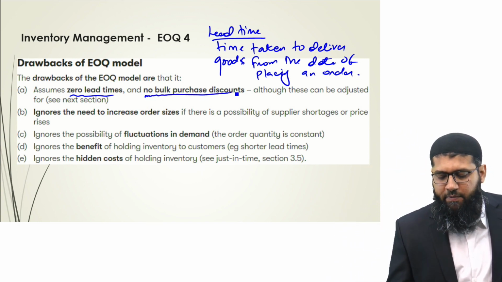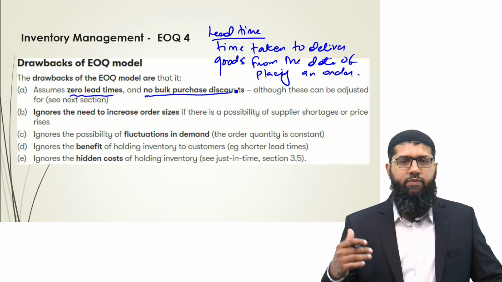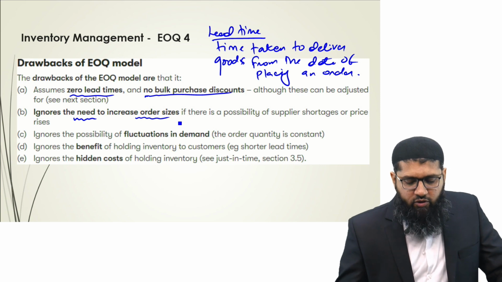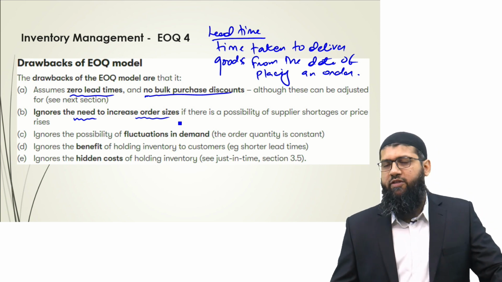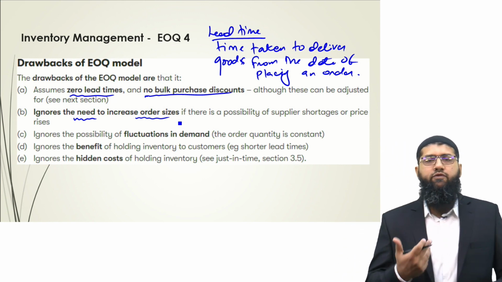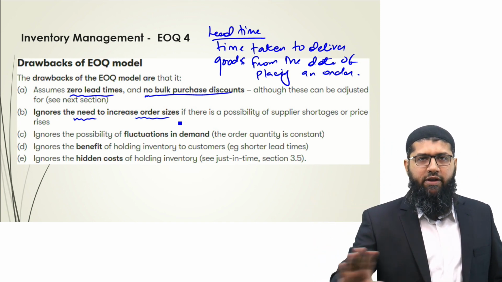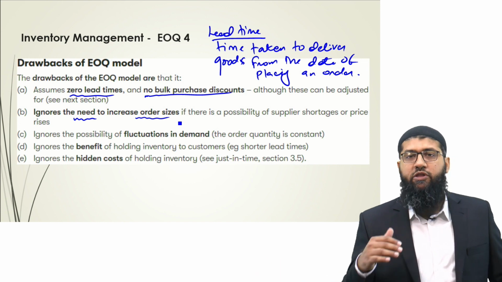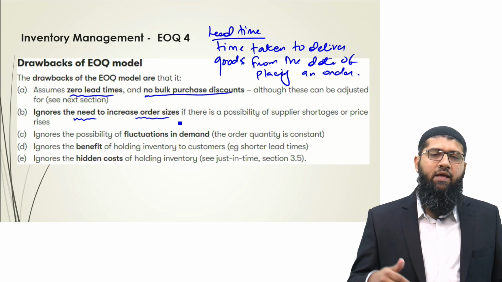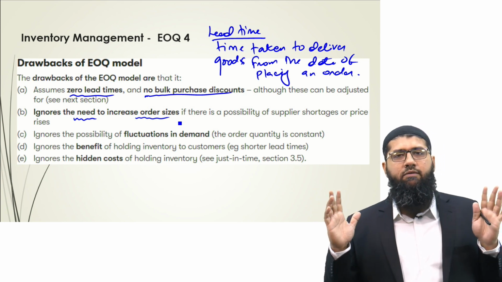And it assumes no bulk purchase discount. You know this thing for sure: when you make a purchase of a higher quantity, there is going to be a discount available. It also ignores the need to increase order sizes if there is a possibility of supplier shortages. Every model has limitations, and the same goes here. What would you do if the supplier says, look, place your order as soon as possible because the inventory is going to run out very soon? You would increase the order quantity. But in this case, it does not happen like this. The economic order quantity says that the order size would be the same irrespective of the circumstances.